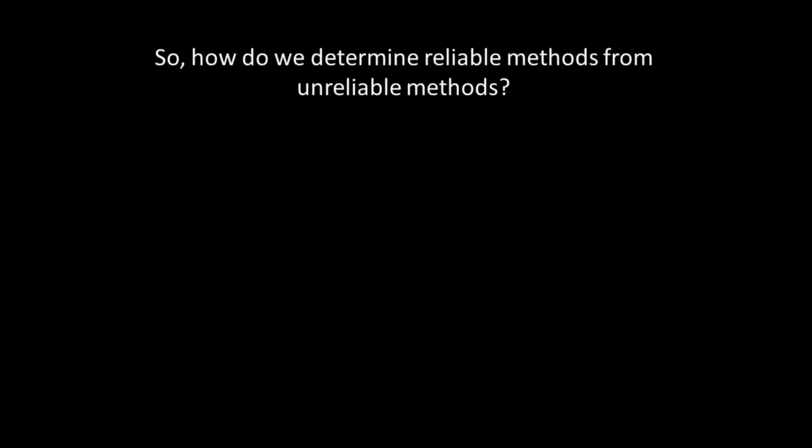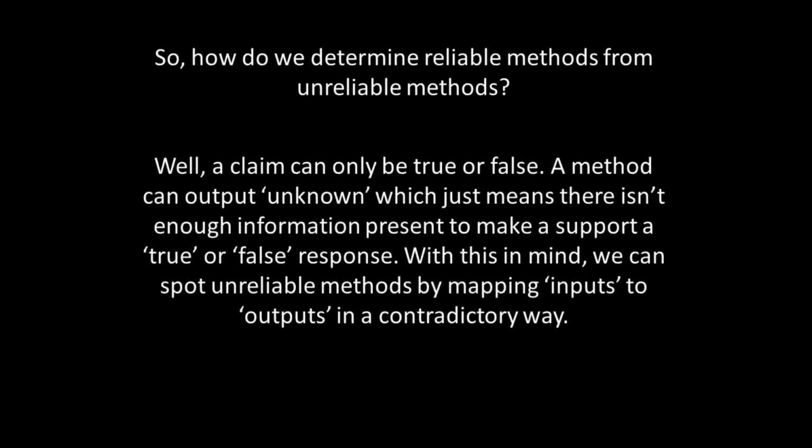So how do we determine reliable methods from unreliable methods? Well, a claim can only be true or false. A method can, however, output unknown, which just means that there isn't enough information when applying this method to be able to come to a solid true or false response. With this in mind, we can spot unreliable methods by mapping inputs to outputs in a contradictory way, and I'm going to list 2 examples in just a moment. But any example that you can come up with that is contradictory is going to make that method unreliable.